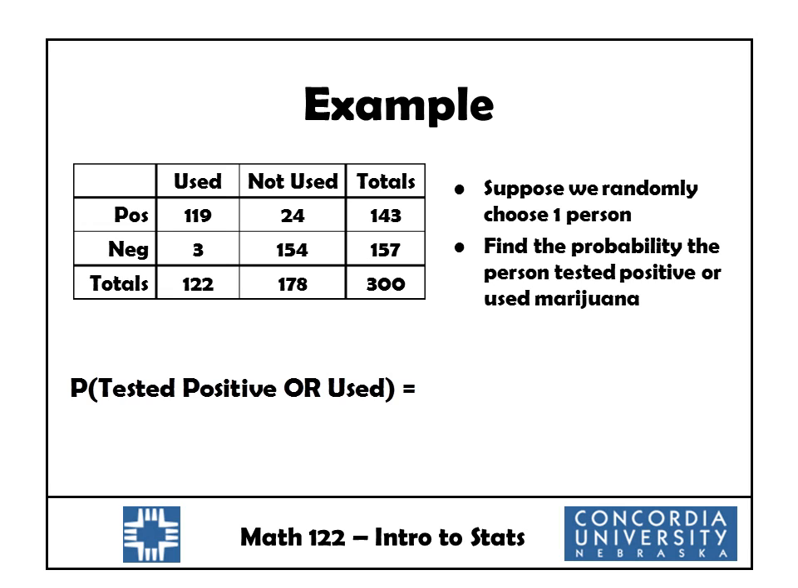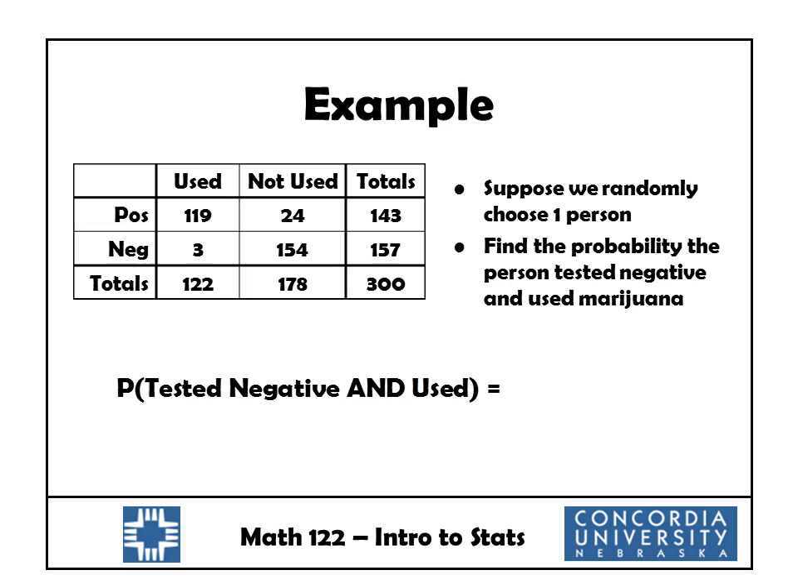So we're going to add the 119 plus the 24 plus the 3. That gives us a total of 146 people who tested positive or used, divided by the total number of trials, which is still 300. And we get our probability there of 0.487. So in practical terms, that means that 48.7% of these people tested positive or used.